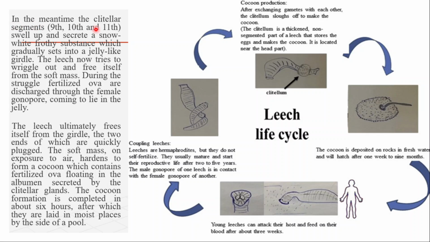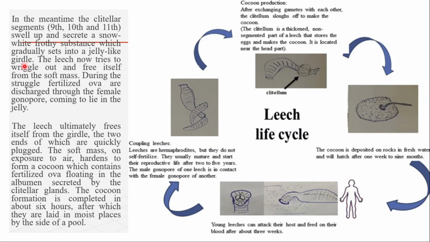In the meantime, after fertilization, the 9th, 10th, and 11th segments of the clitellum swell up and secrete a snow-white frothy, foam-like substance, which gradually sets into a jelly-like girdle. The jelly-like girdle is secreted around the clitellum, surrounding it.